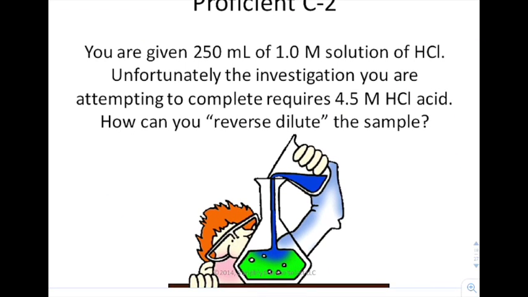Okay. In this case, you are given 250 mL of a 1 molar solution of hydrochloric acid. Unfortunately, the investigation requires 4.5 molar hydrochloric acid.